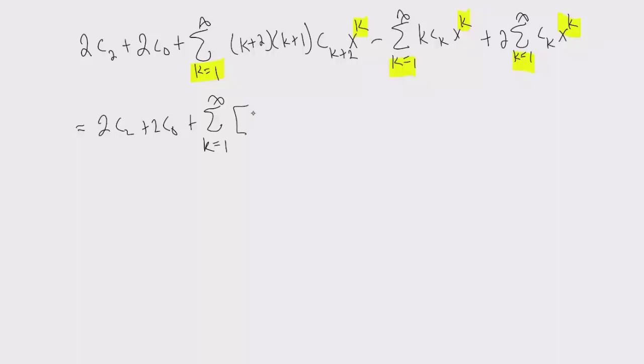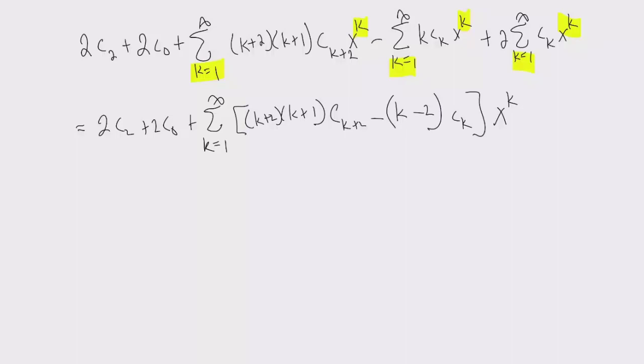And let's see, so we want k plus 2 times k plus 1 times c sub k plus 2 minus, and it looks like we have a k minus 2k. Ooh, you know what I want to do? I want to just factor that. So it's a minus k minus 2 c sub k. And feel free to convince yourself that my algebra is sufficient there.